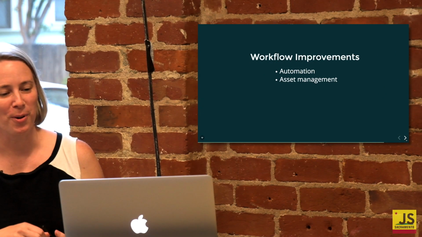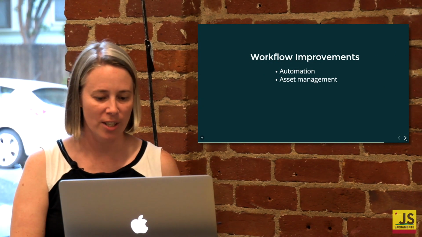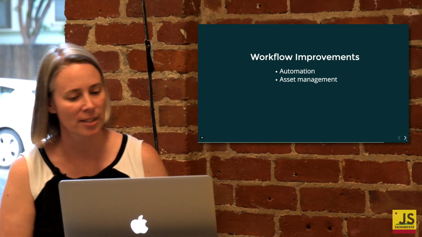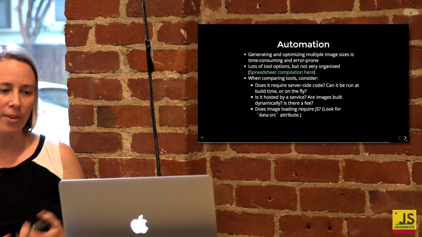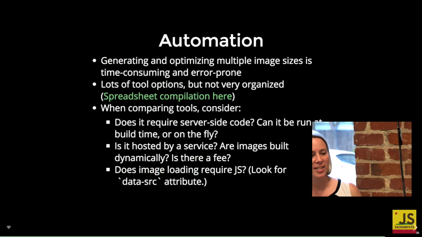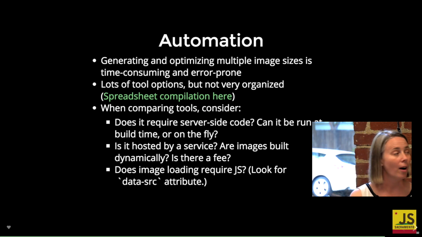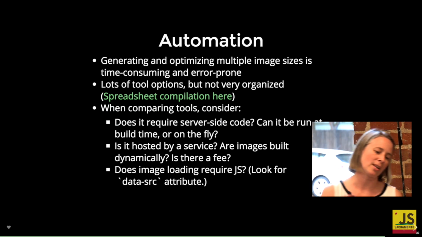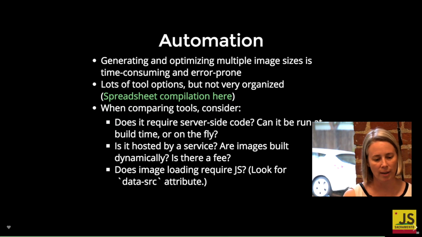Last, workflow improvements, so talking about automation and asset management. This can get interesting with front-end projects. With automation, generating and optimizing multiple image sizes is time-consuming and error-prone. You can put it into your build tools to a degree, but sometimes it depends on how that image is going to get used in different contexts, so it can get kind of complicated. There are actually lots of tool options. Some of them happen at build time. Some of them happen server-side.